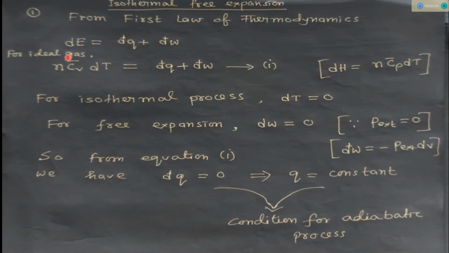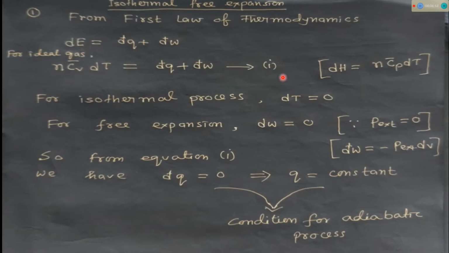Now for an ideal gas, we can write dE or dU, same thing, equal to n C_V bar dT, where C_V bar is the molar heat capacity. If you want to write only C_V dT, then you have to write only C_V dT, not n. If you write n C_V dT, that is wrong. Either n C_V bar dT or simply C_V dT.